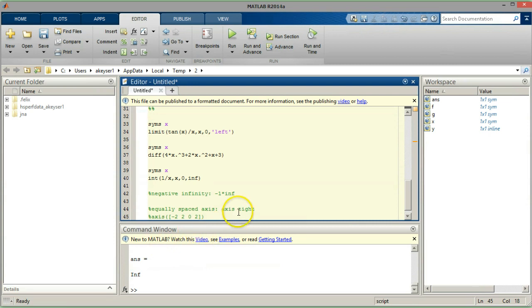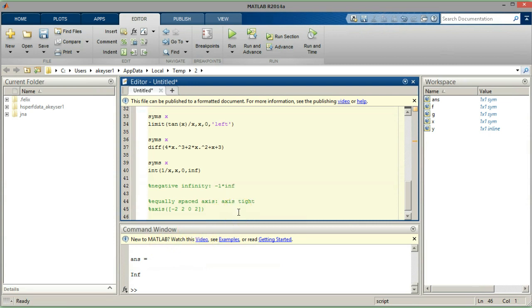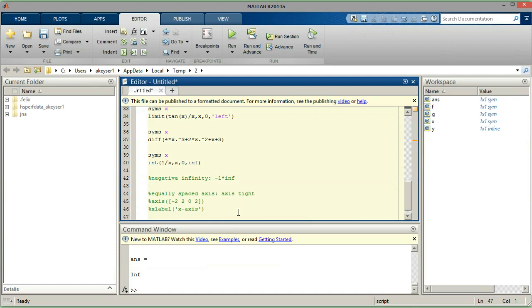You can also label your axes, x and y axis. What you literally put is xlabel. If you want to label the x-axis, let's just call it x-axis, and you have to put these single quotes as well. Same thing for the y-axis: ylabel, y-axis. I think that's pretty much the gist of the basic stuff in MATLAB.